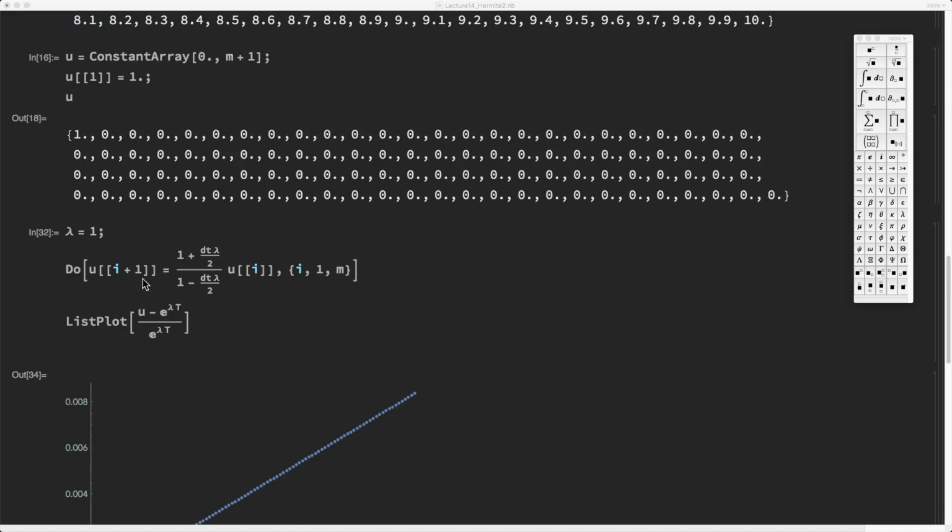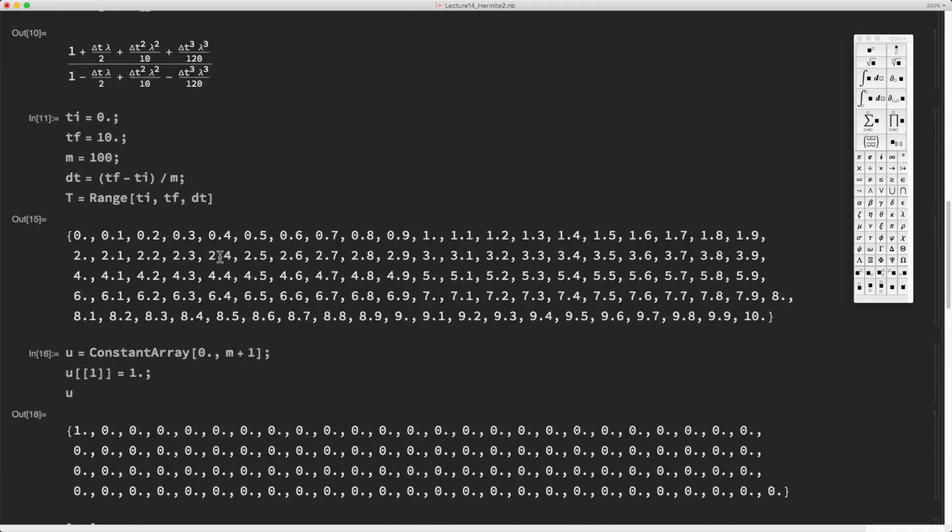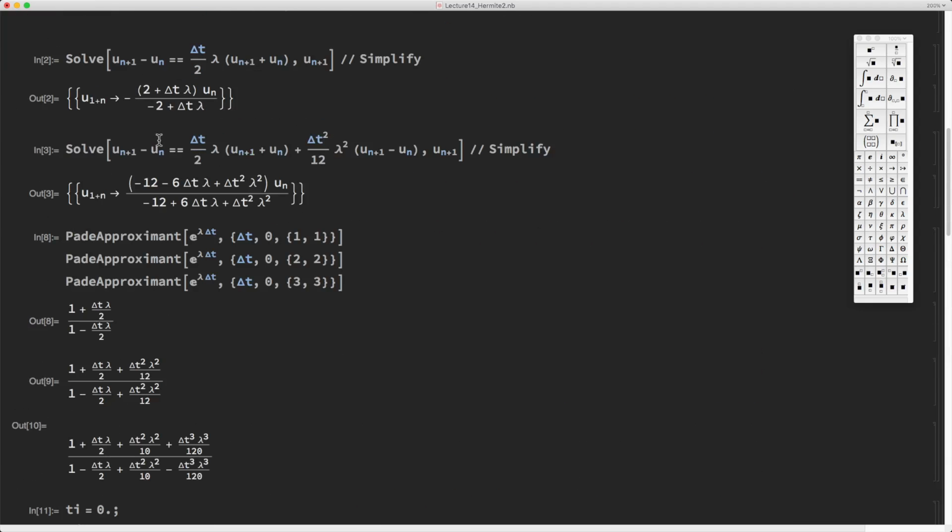Let's try and do the next approximation. So this one was the Trapezium rule. So let's try and do the next approximation, which would be the Hermite rule.